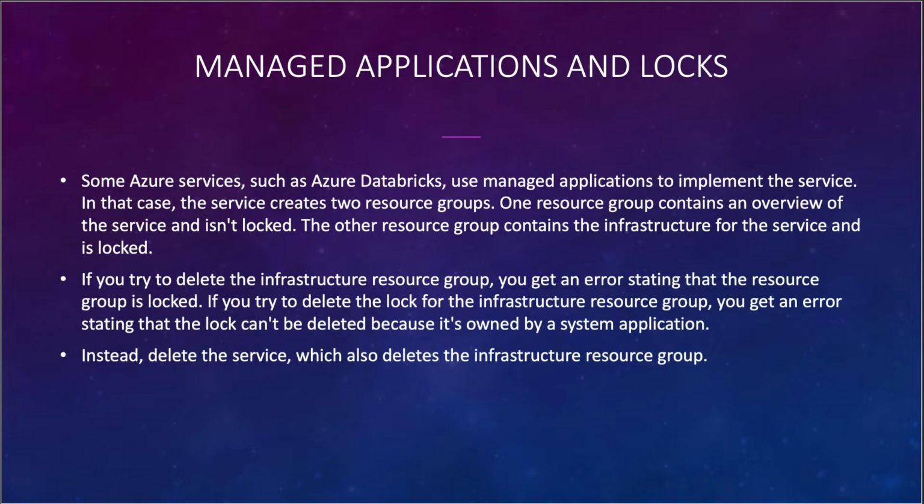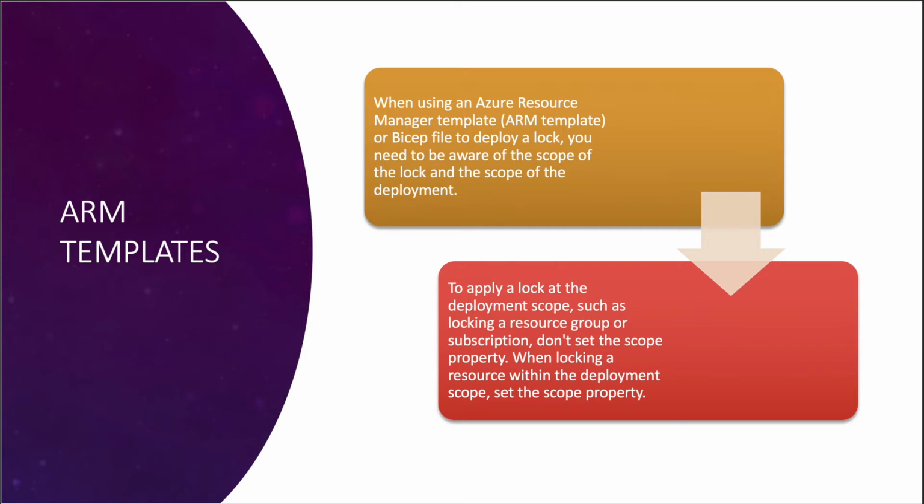If you need to get around this or you don't have permissions, they say there's a way. Instead, delete the service, which also deletes the infrastructure resource group. So again, you may want to check into that and make sure all this is actually viable. The cool part is that you can bring this into your ARM template to deploy a lock, if you are aware of the scope of the lock and the scope of the deployment.